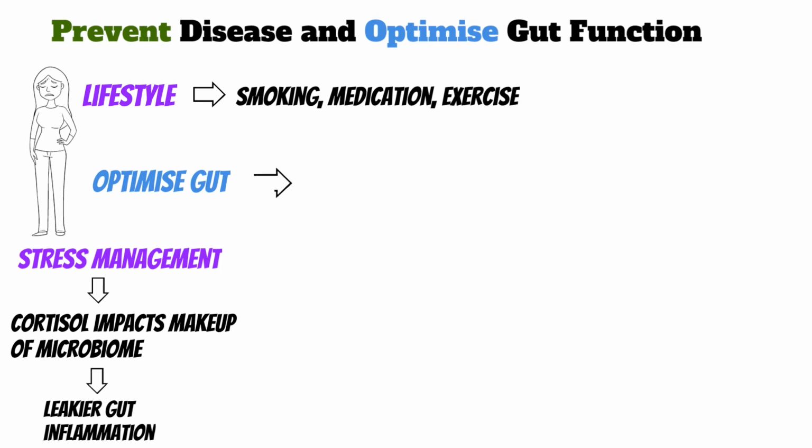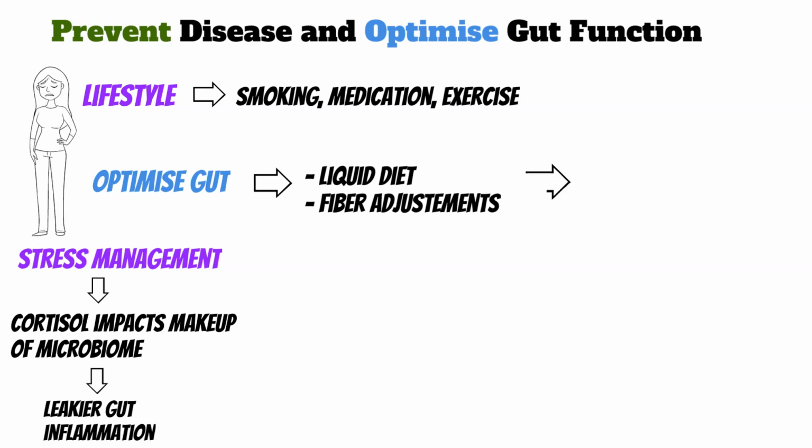Then we have to talk about optimizing the gut. So yes, we do incorporate the initial management plan, the liquid diet and the fiber adjustments. We'll get to that in a moment. But absolutely, we need to do that early on when the bump in the road is approaching or when we feel it coming. But then we can go a step deeper. We can examine the stool, for example, so we can see what is going on in there.